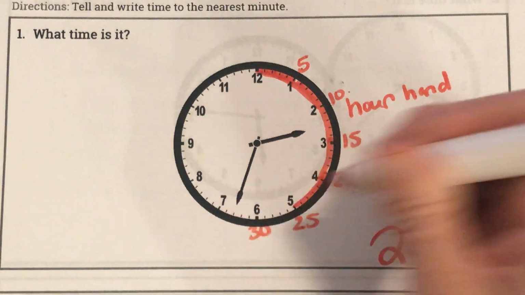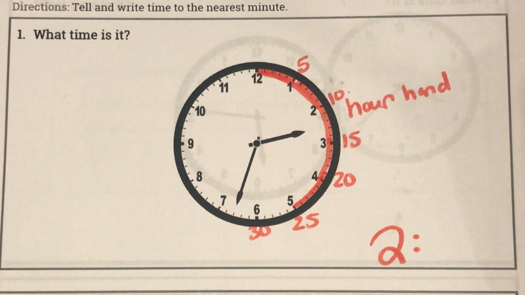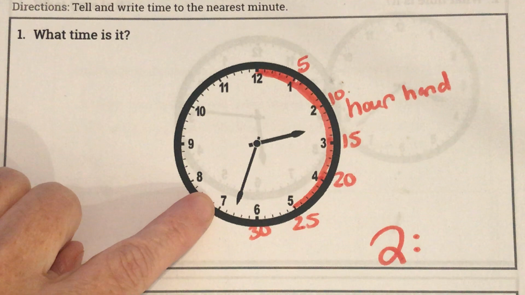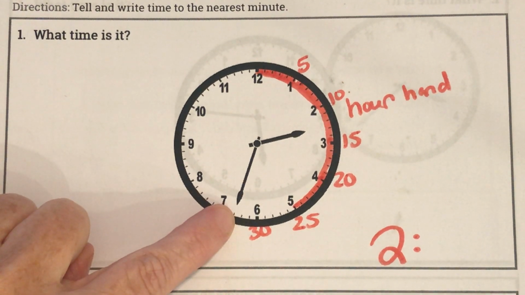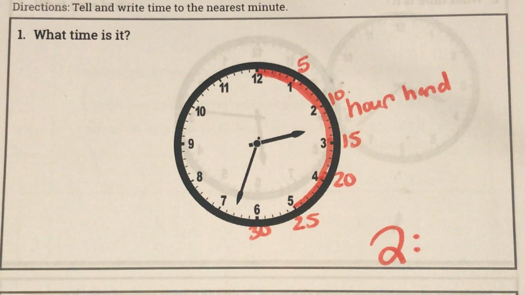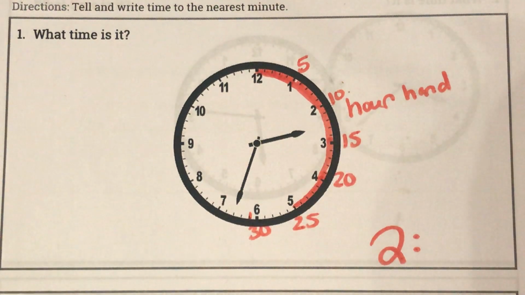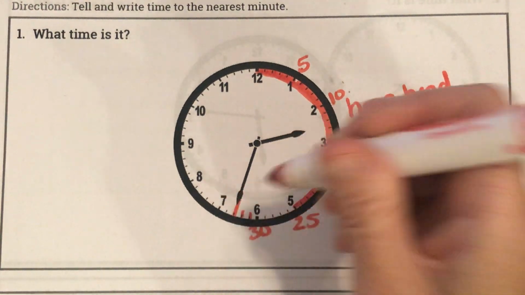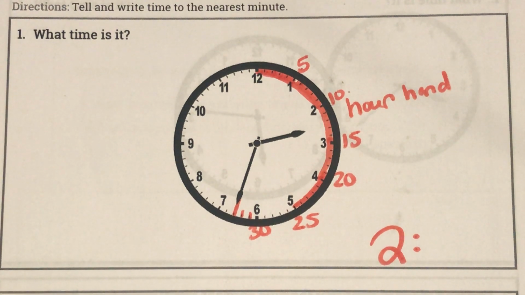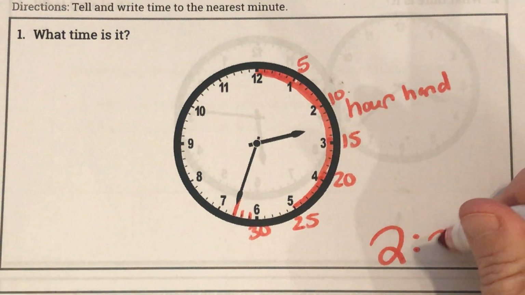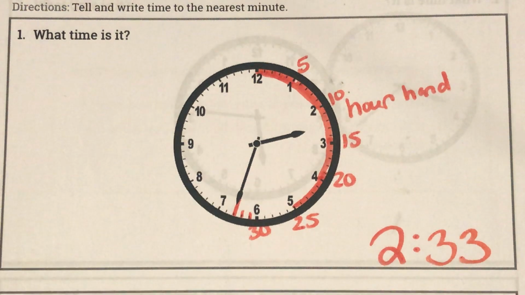25 and 30. Okay, now when I get here, I don't want to go to 35 because I will have passed my minute hand. So I'm going to stop and count how many. So I have 30. This next little dash would be 31, 32, and then this one is where my hand is pointing, which is 33. So that means my minute hand is 33 minutes. So what time it is, I say 2:33. That's the time it is.